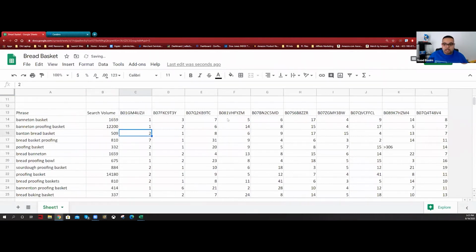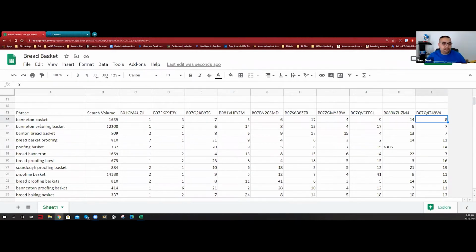So now I have this. What does that mean in English? Basically, Banneton Basket has 1,659 search volume. This ASIN ranked number 1 for that specific keyword. This person ranked number 3. This number 7, number 5, 6, 17, 4, 9, 14, 8. So basically, these are our real organic positions.